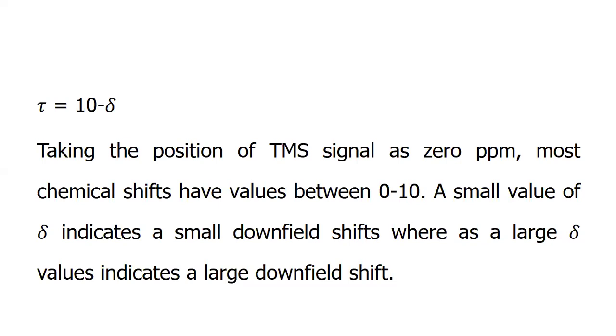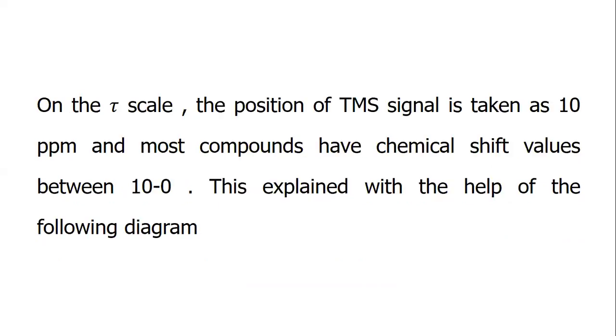Most chemical shifts have values between 0 and 10. A small value of delta indicates a small downfield shift, whereas a large delta value indicates a large downfield shift. On the tau scale, the position of the TMS signal is taken as 10 ppm and most compounds have chemical shift values between 10 and 0. This is explained with the help of the following diagram. Tau scale 10 to 0 and delta scale 0 to 10.